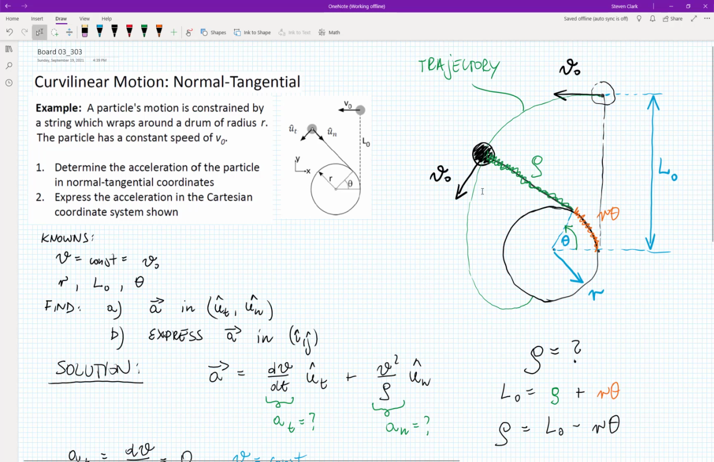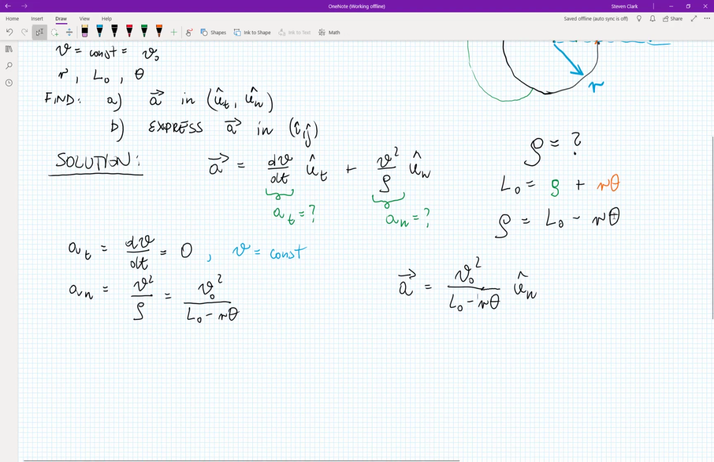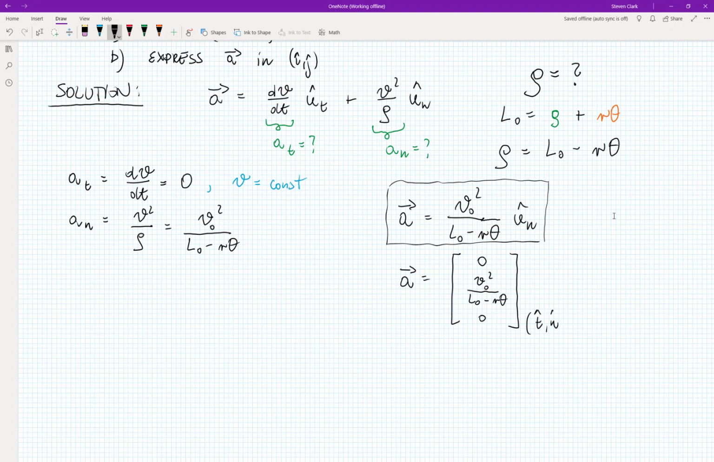Cool. So let's follow his suggestion and let's plug our rho in here. So this will be L0 minus r theta. Okay, and you guys solved 100% of the problem, because right now we can just write that our A is equal to V0 squared over L0 minus r theta times un. Yeah, this is the answer to our problem. If you like my favorite notation, you can write 0, V0 squared over L0 minus r theta, 0. And of course, let's not forget about this subscript, T, N, K. Okay, so this is the answer to part A.